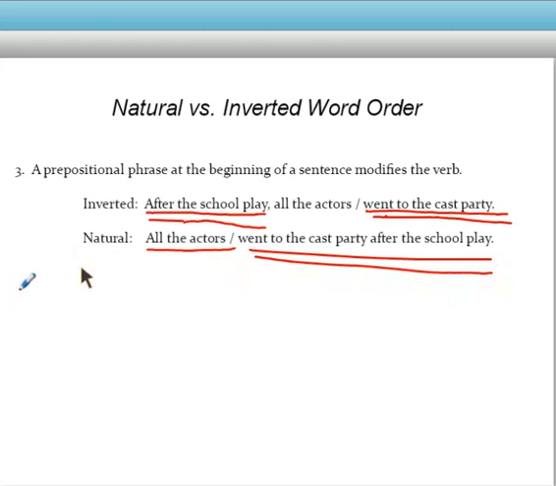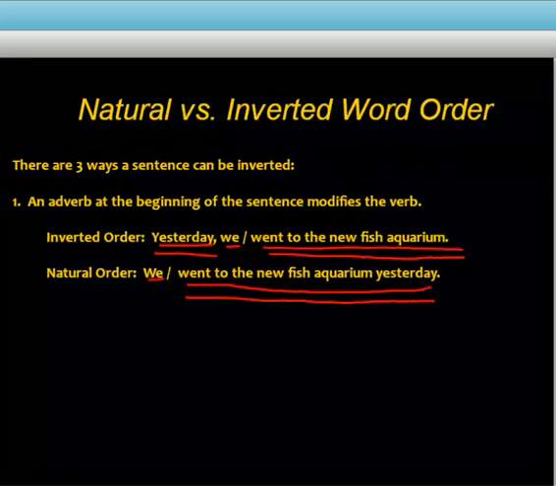So they both mean the same, but as writers, we like to switch it up on our readers just so the order doesn't get boring. We talked about that a long time ago. Okay, so you've learned the 3 different ways that a sentence can be inverted. We have our prepositional phrase at the beginning, an adverb at the beginning that modifies a verb in the predicate, and then our other one was the helping verb at the beginning. Make sure I got all 3.